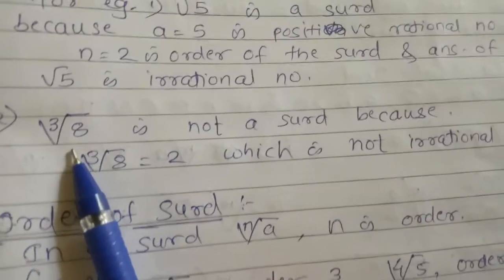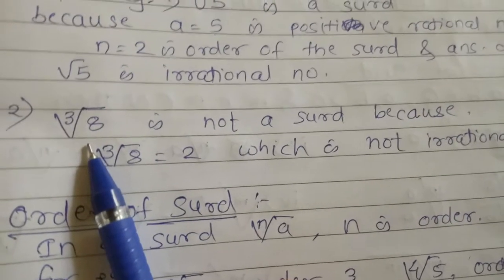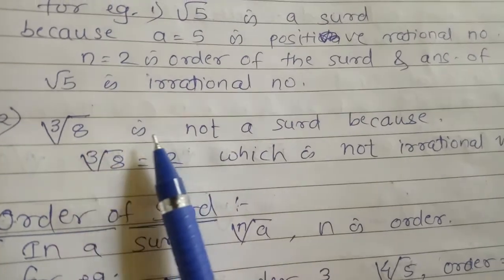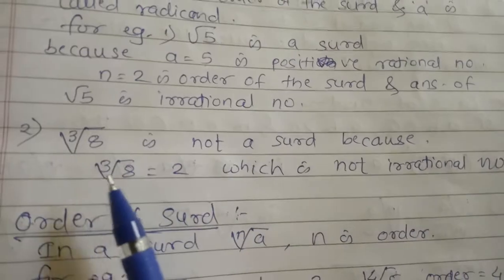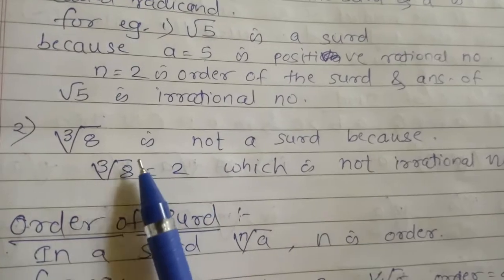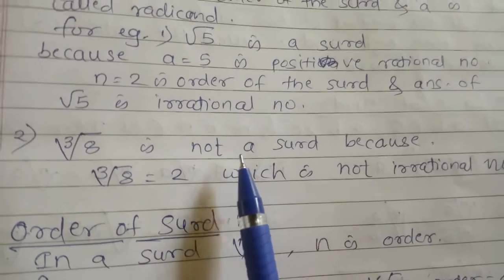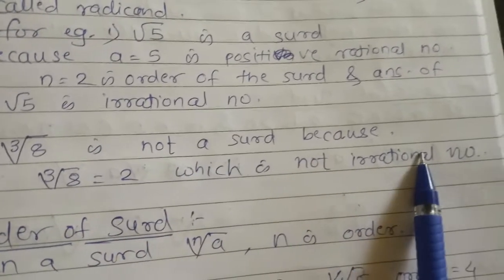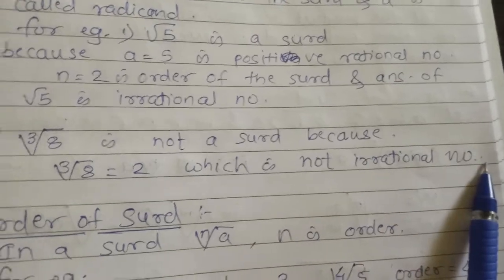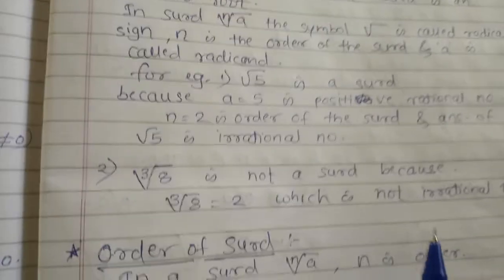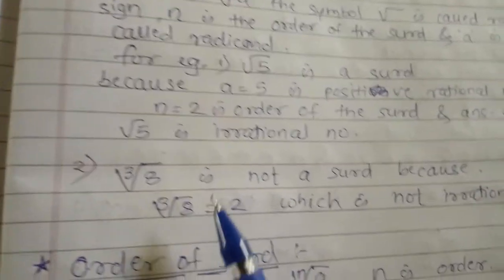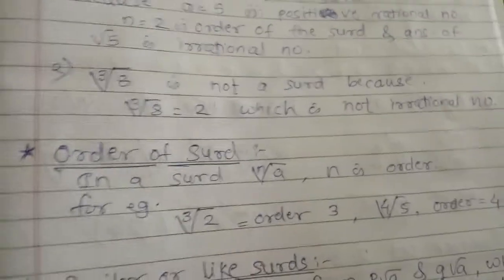The second example we are going to see is the cube root of 8. It's not a surd because the answer we get for the cube root of 8 is 2, and 2 is a rational number, it is not an irrational number. So this condition is not satisfied by this number, and so it's not a surd.